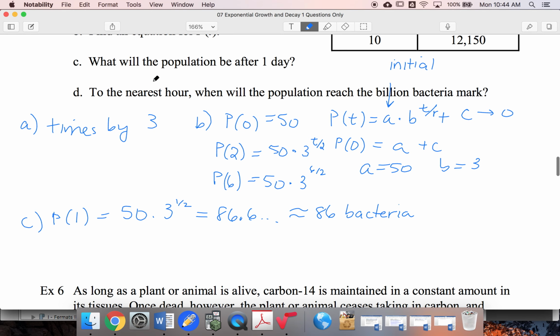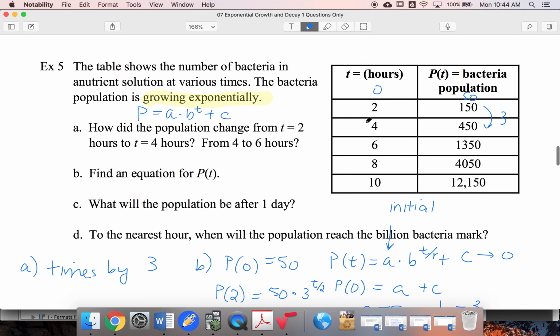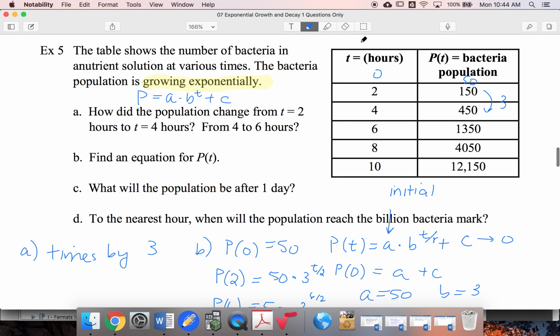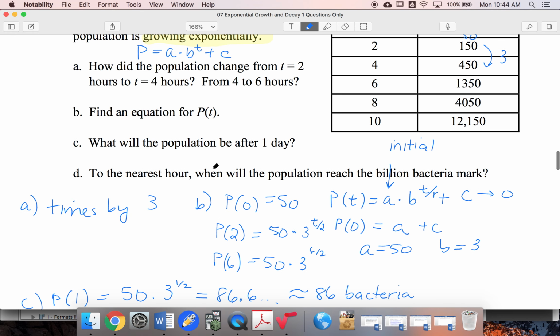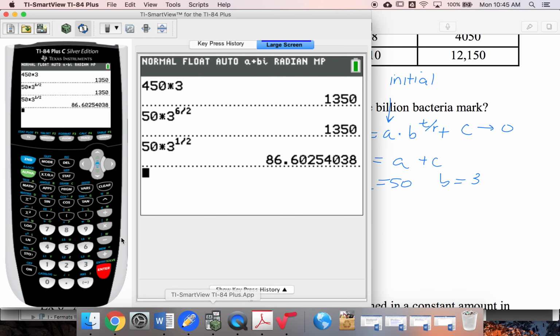All right, to the nearest hour, when am I going to hit the population mark? So, oh, this is not in hours, this is in days. Sorry, not in days, this is in hours. So after 1 day, I'm not putting in a half. I'm going to put in 24 over 2. So this is incorrect. That's why we need to read carefully. All right, come back. So I'm going to have 50 times 3 to the 12th. That's going to be a really big number.